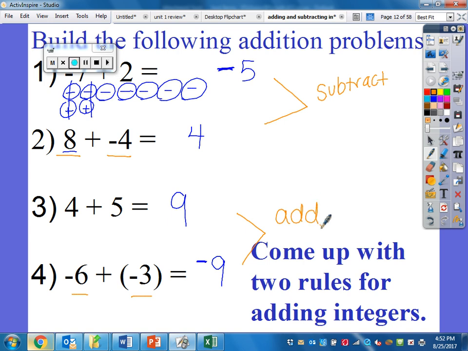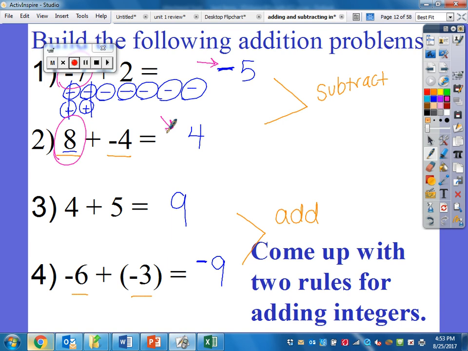The other thing you have to pay attention to is the sign in your answer, if it's going to be positive or negative. To do that, look at the number that has the higher absolute value. So for example, in number 1, the number with the higher absolute value is negative 7. That's why our answer is negative. In number 2, the one with the higher absolute value is 8. That's why our answer is positive, because 8 is positive. The same applies to number 3 and 4.